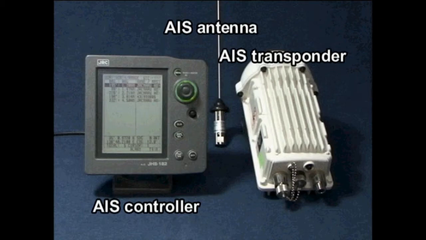AIS, Automatic Identification System, has been developed to improve safety at sea, support safe and efficient navigation, and protection of the environment.